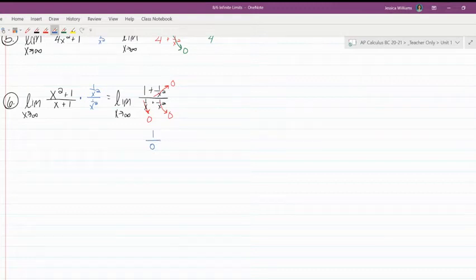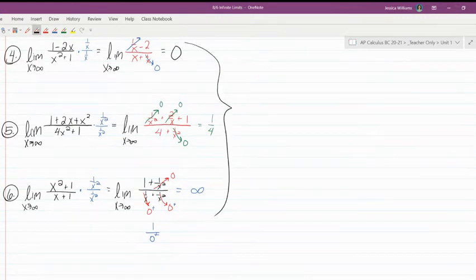And now all we have to do is figure out what kind of 0 it is. I know this answer is going to be infinity. I just have to figure out if it's positive infinity or negative infinity. And that's determined by what kind of 0 this is. So this 1 over infinity is positive because it's squared for sure. So if that's a positive 0, that's a positive infinity. Positive, positive, positive. Great.